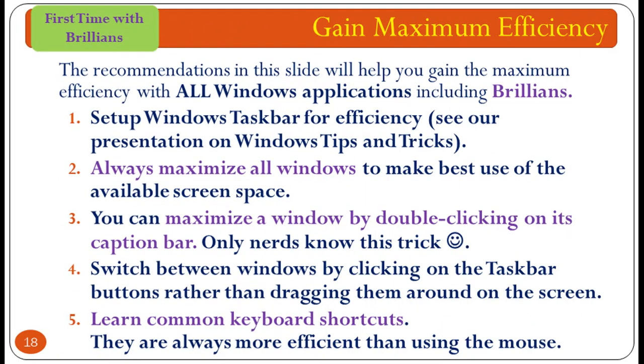The recommendations in this slide will help you gain the maximum efficiency with all Windows applications, including Brillians. 1. Set up Windows taskbar for efficiency. See our presentation on Windows tips and tricks. 2. Always maximize all windows to make best use of the available screen space. 3. You can maximize a window by double-clicking on its caption bar. Only nerds know this trick. 4. Switch between windows by clicking on the taskbar buttons, rather than dragging them around on the screen. 5. Learn common keyboard shortcuts. They are always more efficient than using the mouse.